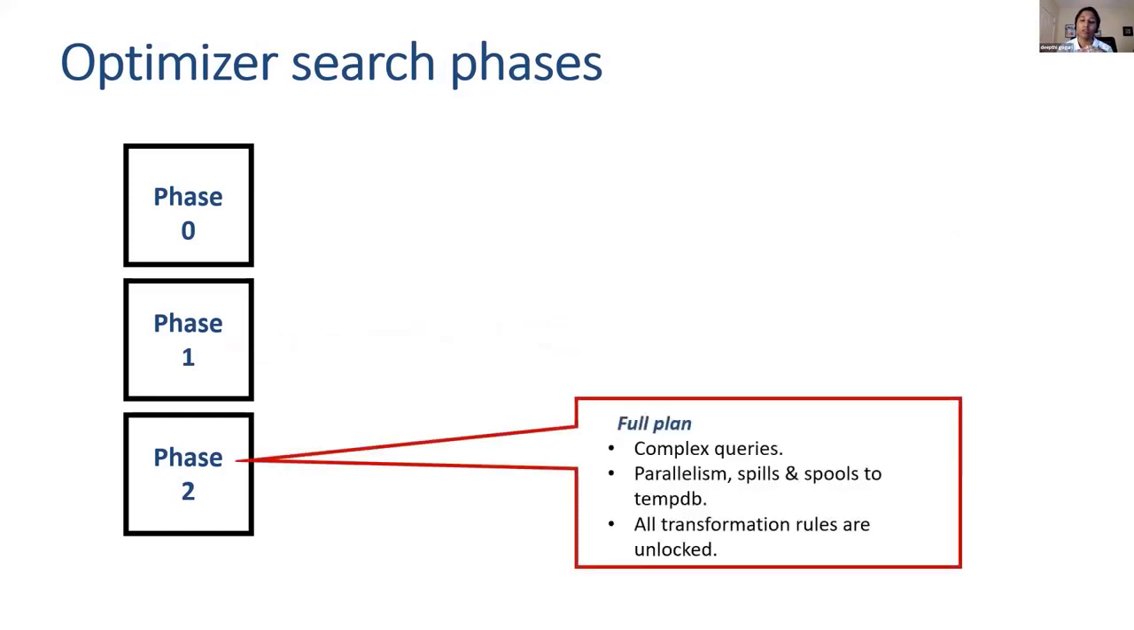Phase 2 is also known as the full plan. Phase 2 execution plans are used for more complicated queries. At this phase 2, parallelism and spills to tempdb happen, and all of the transformation rules are unlocked here. So the optimizer will take the query and open up all the transformation rules, and it would have to analyze all of the transformation rules.